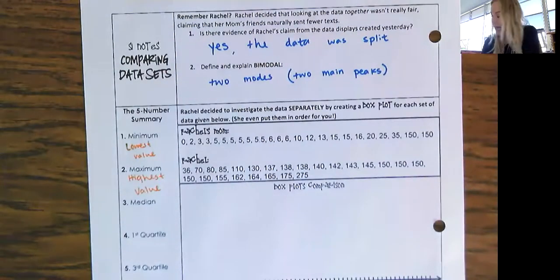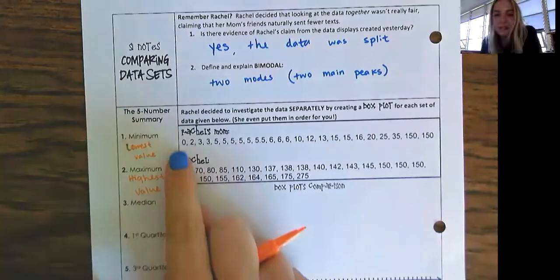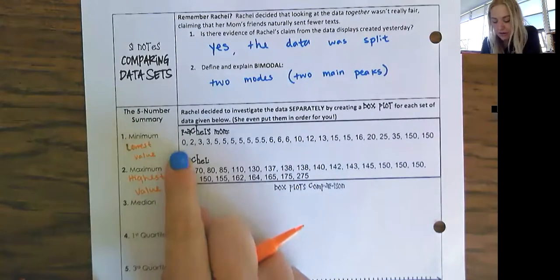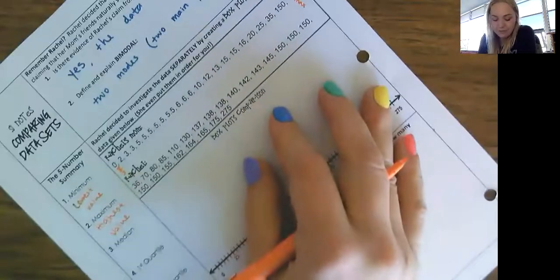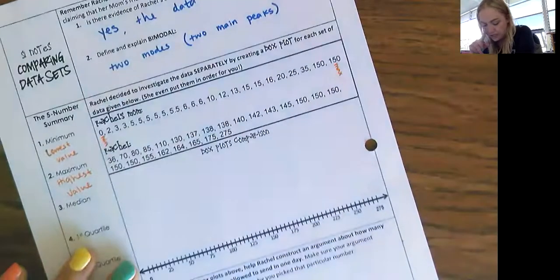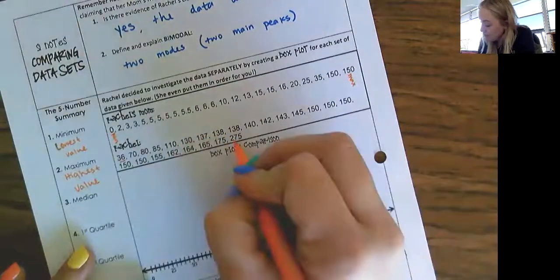So if we were looking at Rachel's data, her minimum is going to be her lowest value, and over here that is 0. So I'm going to write min underneath 0. And then I'm going to come over here to Rachel's maximum, and I'm going to make it 150 for the maximum. Now, that was for Rachel's mom's data, by the way, not Rachel's. For Rachel's data, it was 36 for the minimum and 275 for the maximum.